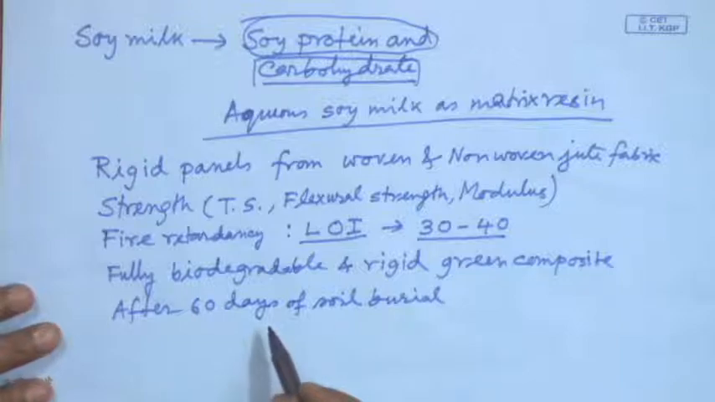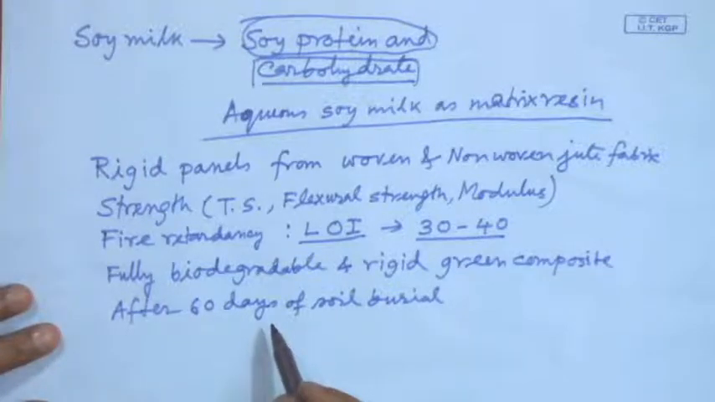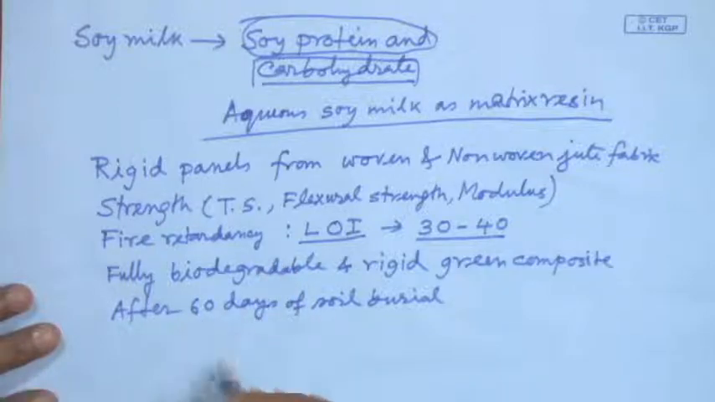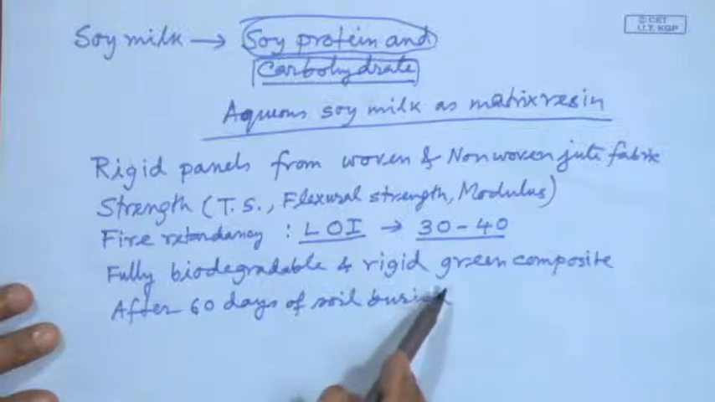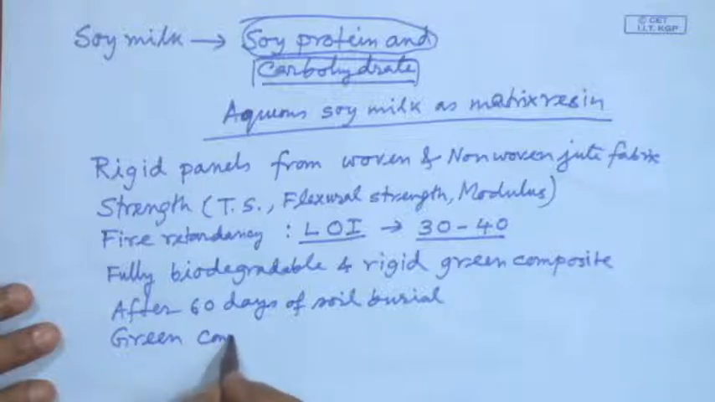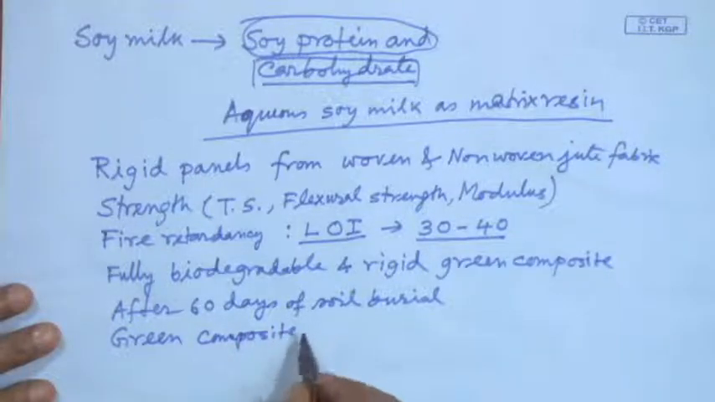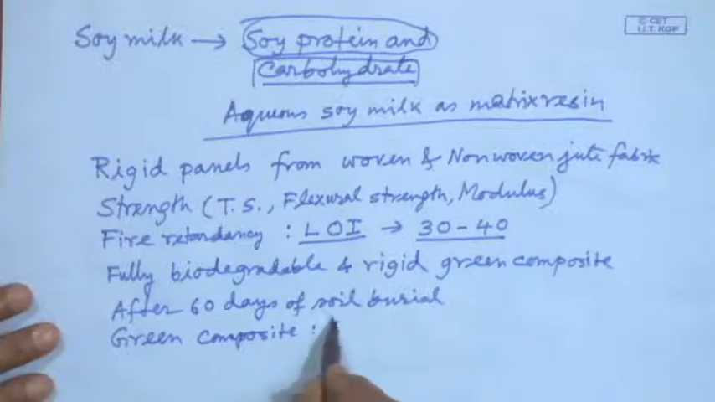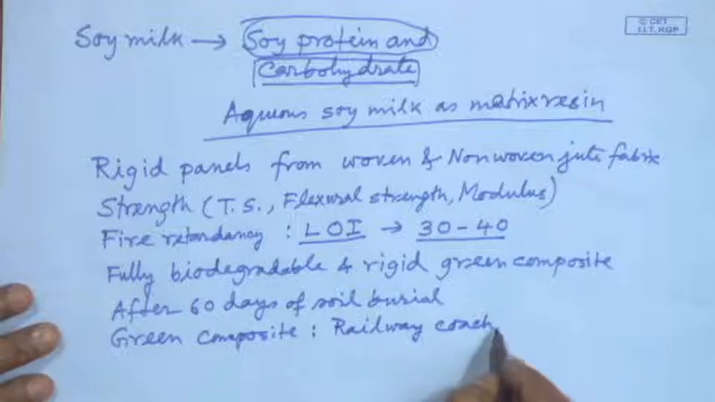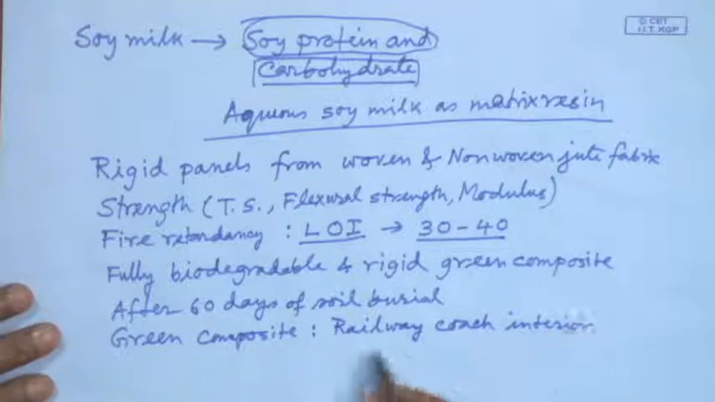But when it remains in indoor application, it shows very high strength properties, fire retardant, all these things. So, we can say we have achieved both this biodegradable characteristic as well as the strength of these composites. So, we have focused this product as green composite or biodegradable composite for use in railway coach interior wall covering.